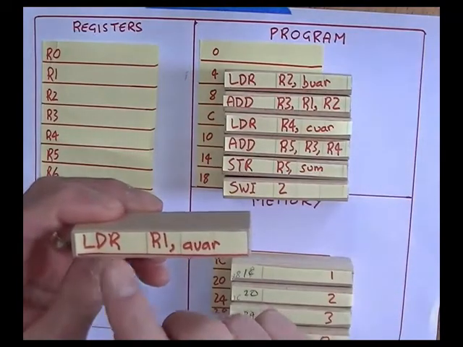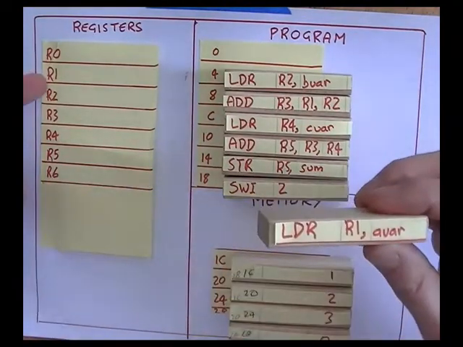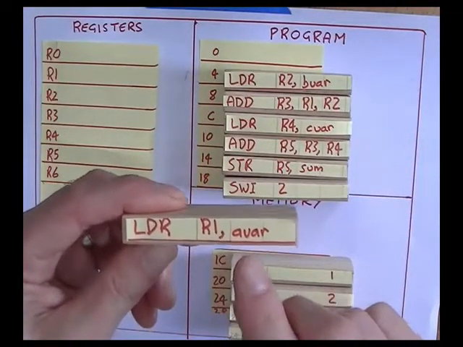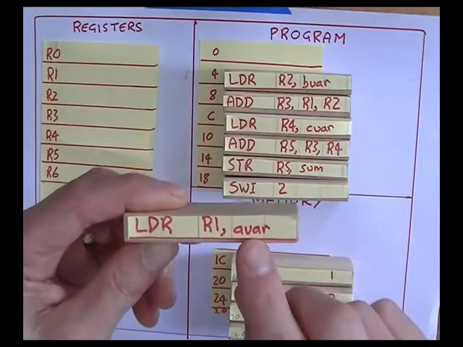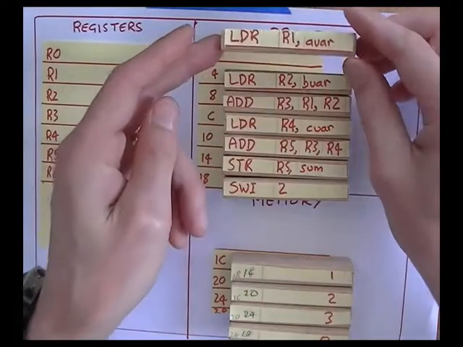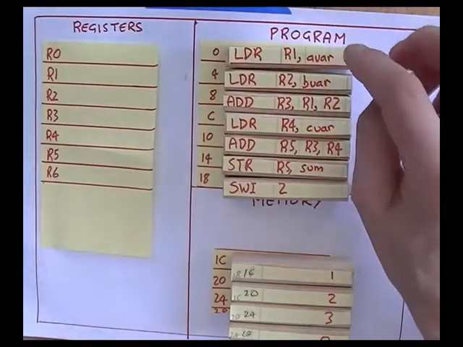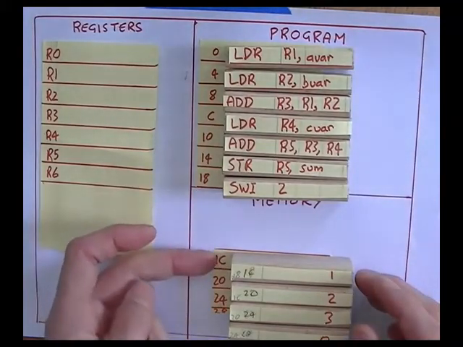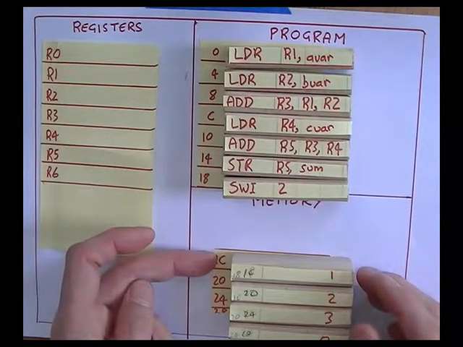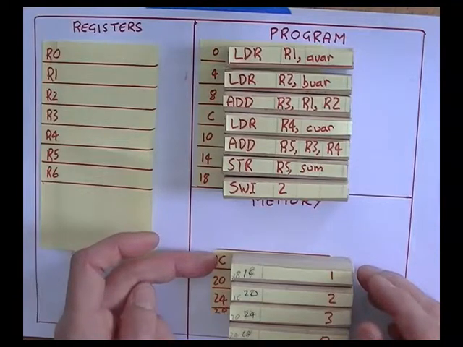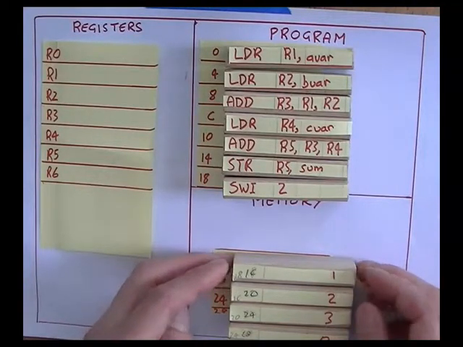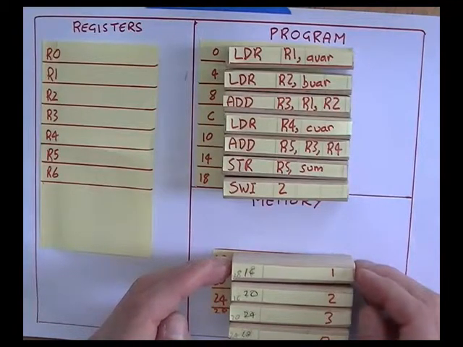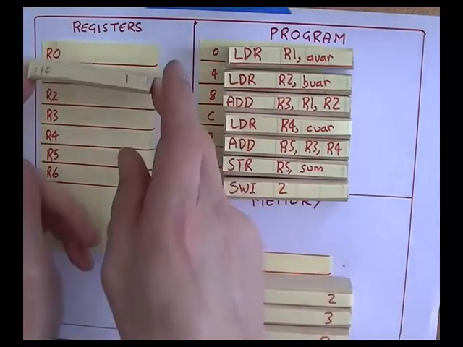It says load register 1. So register 1 is here, and it says load it with the data at location in memory AVAR. Inside there we'll actually have the address of that. So the address of that is mapped to 1C, and that will be the address of AVAR. So that instruction then means that we take a copy, and only a copy, we don't move it, of the data AVAR, which is this entity, and move it into the register.